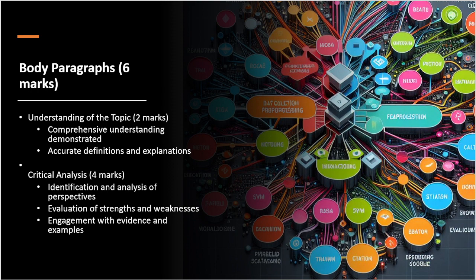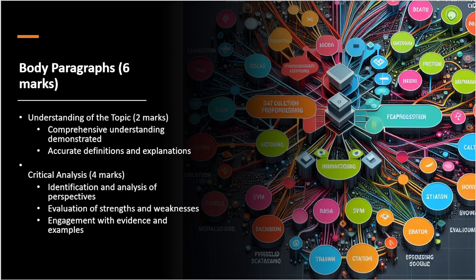Now in the body, I need to ensure that you present an understanding of the topic, and that relates to the comprehension part of the essay, whether there is a demonstration of you understanding the particular question and articulating it clearly. We look for accurate definitions and explanations. So in the understanding component in the body, if you do that well, you would score 2 marks. Now the big chunk of marks come from the critical analysis component, which is 4 marks.